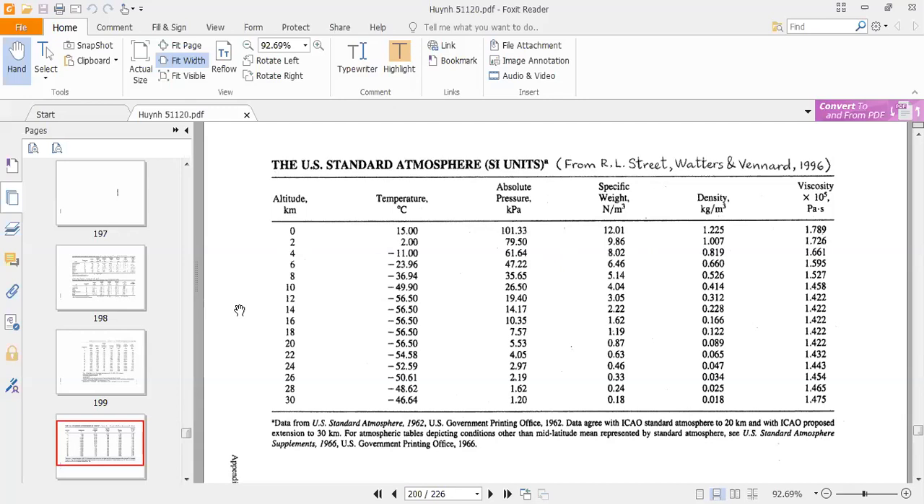But how about pressure, temperature, and density at 1,000 meter altitude? We don't have it from the table. How about the properties of air at 1,000?